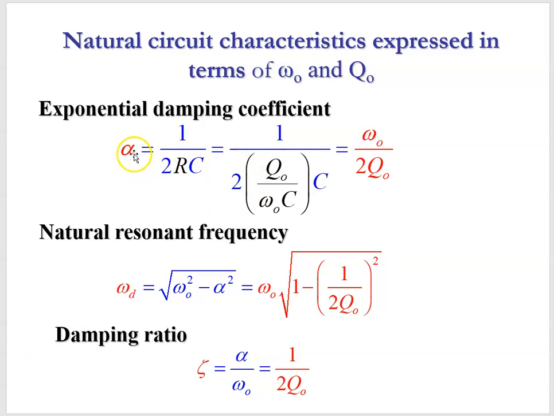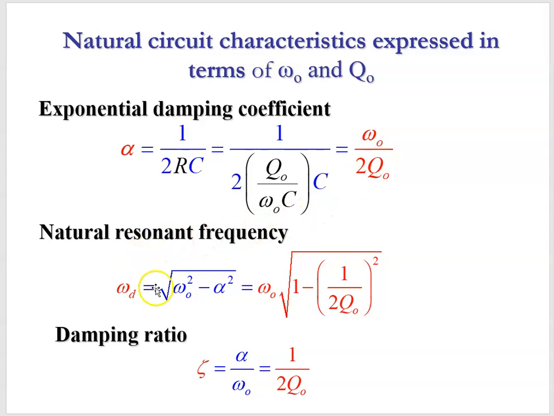So if we look at our alpha for a parallel RLC, that was 1 over 2RC. If we plug in for our resistance term, our quality factor is equal to omega naught RC. So R is equal to quality factor divided by omega naught C. The C's are going to cancel. We just end up with our exponential damping coefficient being the ratio of the resonant frequency to the quality factor, but it has a 1/2 factor to that. So it's omega naught over Q naught times 1/2.